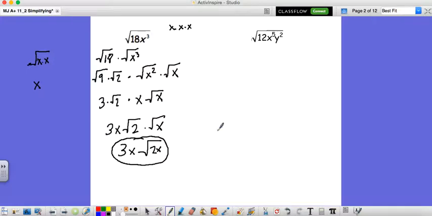If you'd like, go ahead and pause the video now. Try this one on your own. The square root of 12 times x to the 5th times y squared.